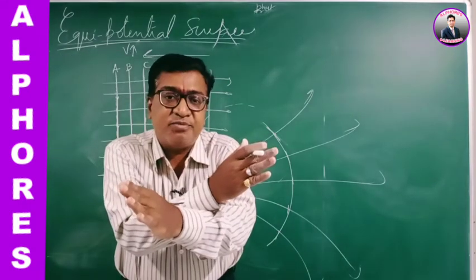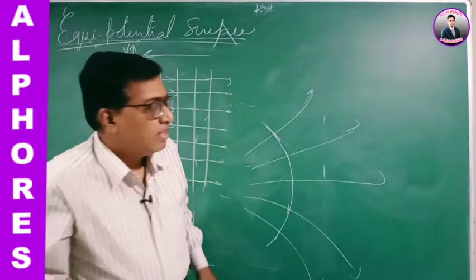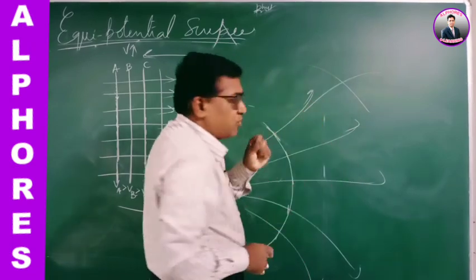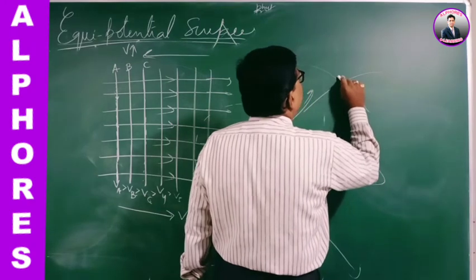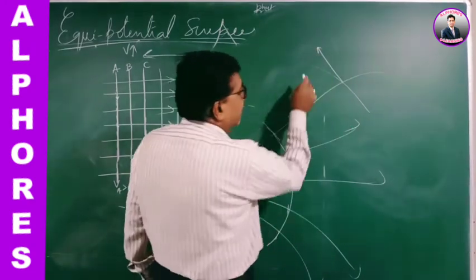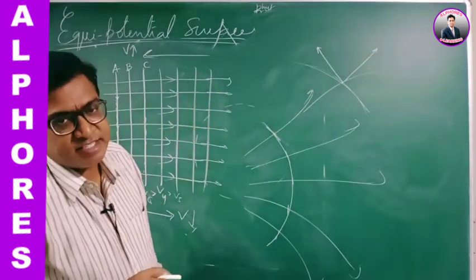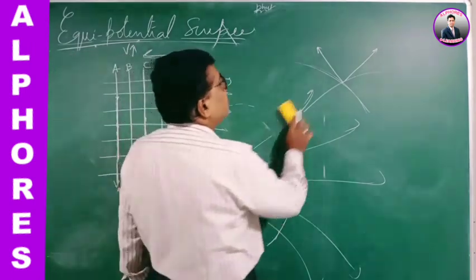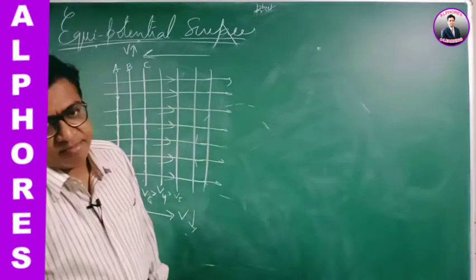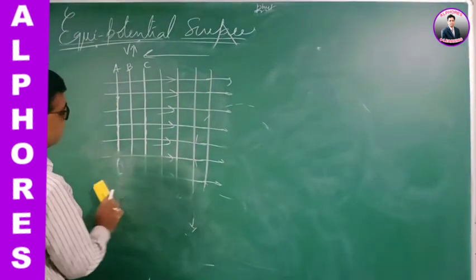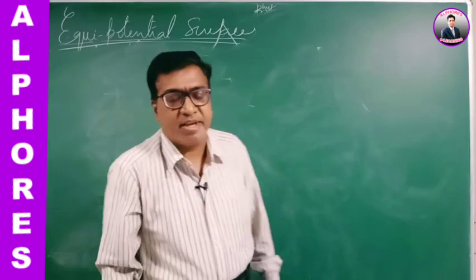As two electric lines of force do not intersect, in the same way two equipotential surfaces also do not intersect. Suppose two equipotential surfaces intersect like this, then according to this equipotential surface, the electric line of force should be normal to it like this. According to this surface, it should be normal to it like this. The electric field cannot have two different directions at the same point, which is impossible. So similarly, two equipotential surfaces do not intersect one another. They are always separate. Okay, so this way we can make out.